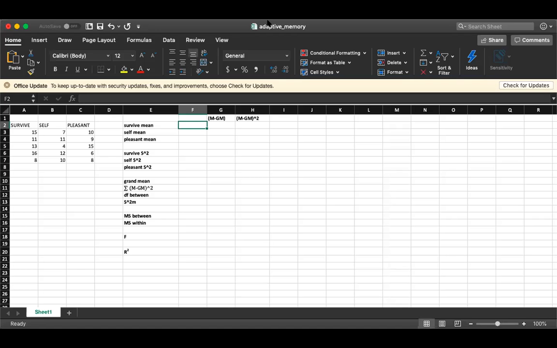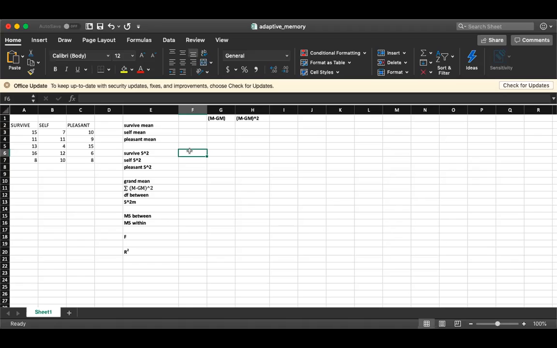So here we are in the adaptive memory spreadsheet in Excel. Let's start out by calculating the within estimate of population variance. So let's start by calculating S squared for each of our three groups. Here we have our scores in each of these three memory encoding conditions, and here are the scores on how many words participants recalled a week later. Again, we're looking for some difference between these groups on the number of words they recalled.